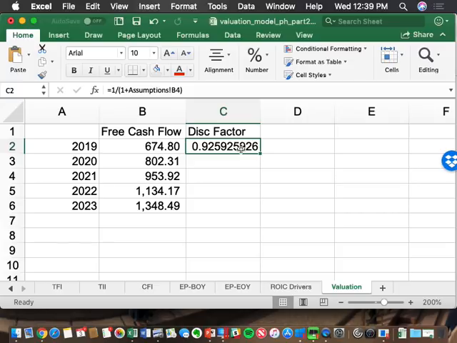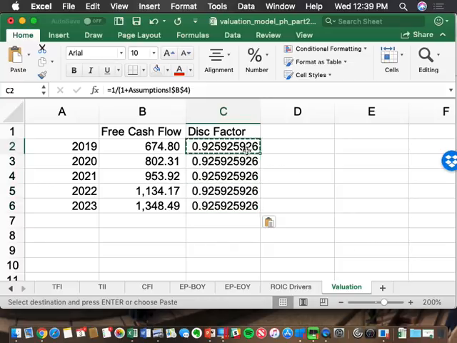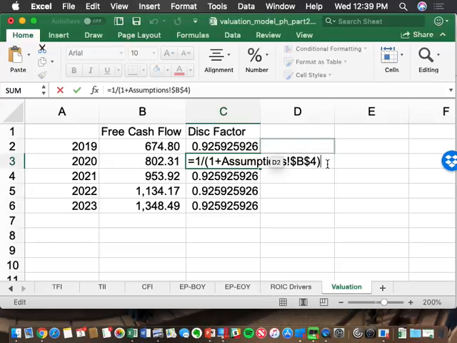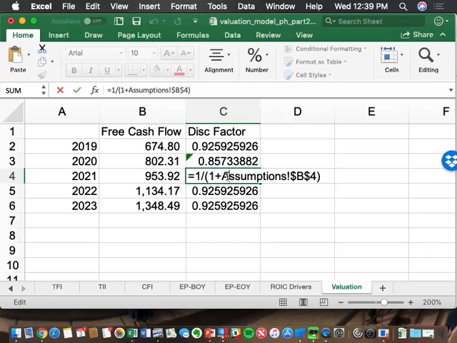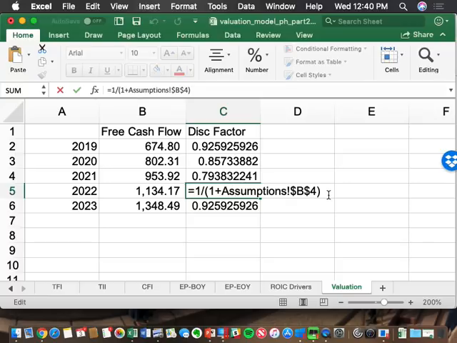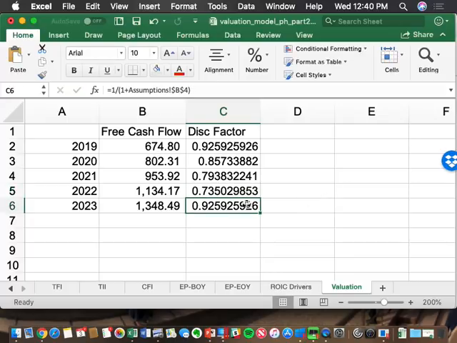If I make this an absolute reference to Assumptions B4, $B$4, I can copy this down for the 5 years, and I'll start adjusting by year. So 1 divided by 1 plus R. Second year, 1 divided by 1 plus R squared. Shift 6 is the square function in Excel, 2, so that's the second power. For the third year, shift 6, 3, third power. 1 plus R to the fourth power for row 5 is shift 6, 4. And for 2023, shift 6, 5.